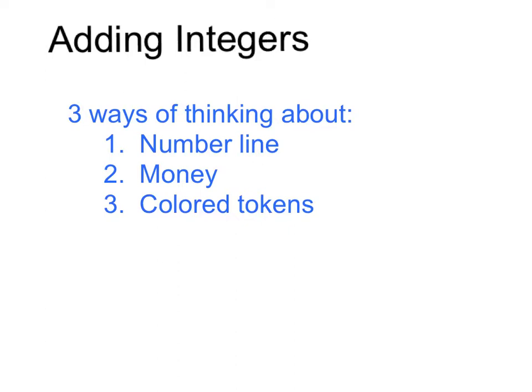The first way is using a number line. The second way is to think about using money. And the third way is to use colored tokens, just as a physical way of showing us what the answer is.